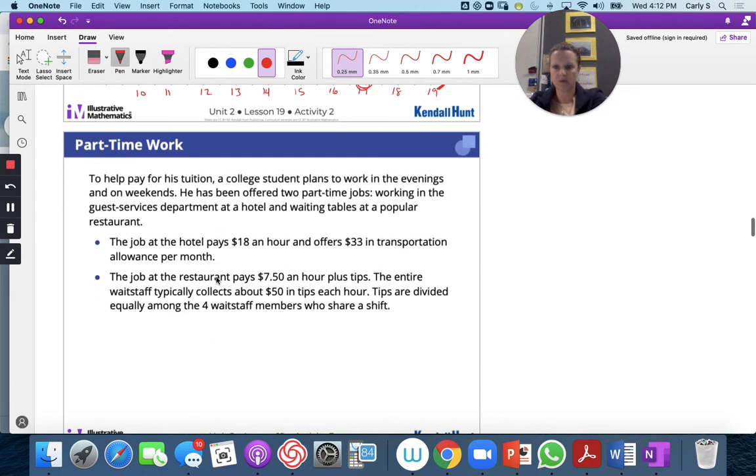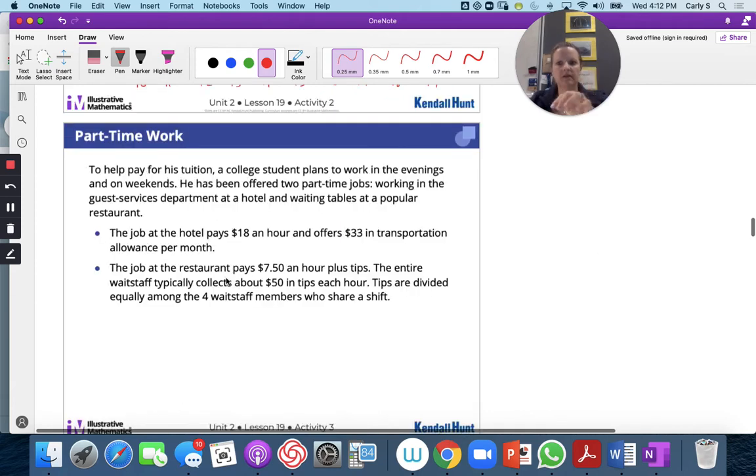Okay, so part-time work. To help pay for his tuition, a college student plans to work in the evenings and on weekends. He's been offered 2 part-time jobs, working in the guest services department at a hotel and waiting tables at a popular restaurant. The job at the hotel pays $18 an hour and offers $33 in transportation allowance per month. The job at the restaurant pays $7.50 an hour plus tips. The entire waitstaff typically collects about $50 in tips each hour. Tips are divided equally among the 4 waitstaff members who share a shift. It's a lot of information.